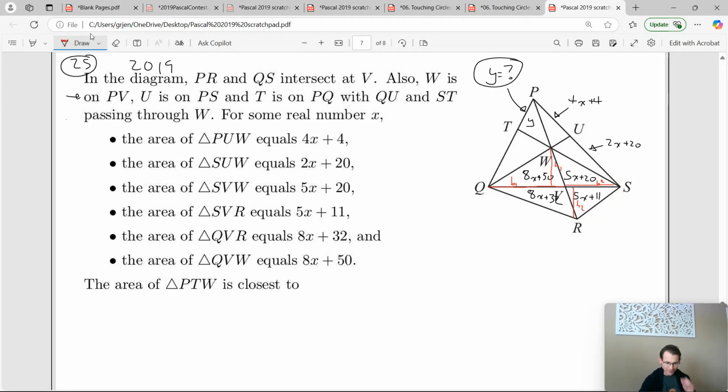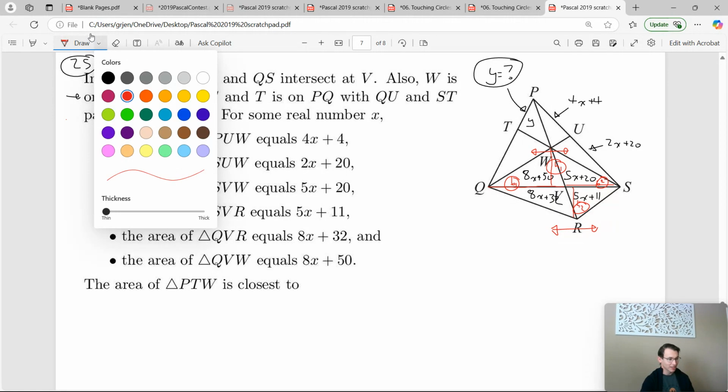All right? So what we've got are 4 different triangles, and if we do a ratio of these two triangles, it's going to be the same as the ratio of those two triangles. You see, because these two triangles have the same height, and these two triangles have the same height. And these two share that base, and these two share that base. So we do ratios of those triangles.